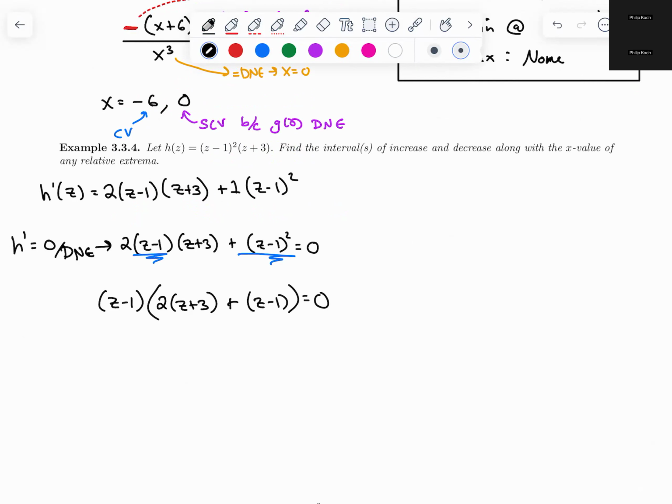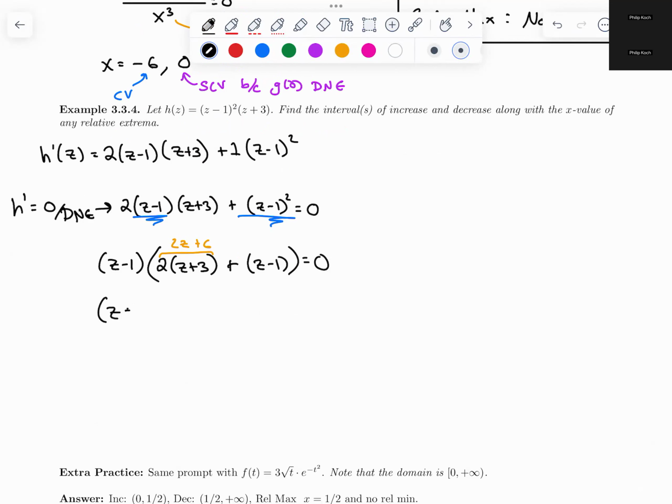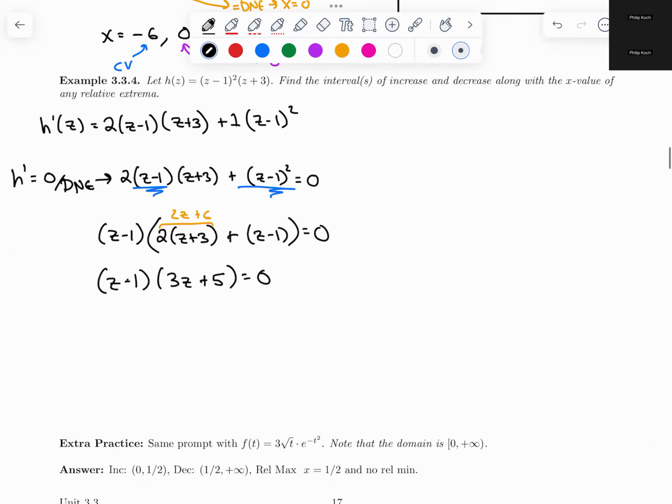Instead of having to do 2 times the foiling of (z minus 1) times (z plus 3) plus the foiling that I have to do for (z minus 1) squared, I can factor the z minus 1, and then I've just got some small bits of distribution algebra to take care of. So this is going to be 2z plus 6. Adding those things together, we've got (z minus 1) times (3z plus 5) equals 0. And that gives me the CVs, z equals 1 and negative 5/3.